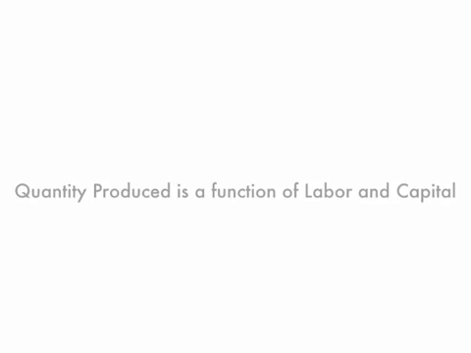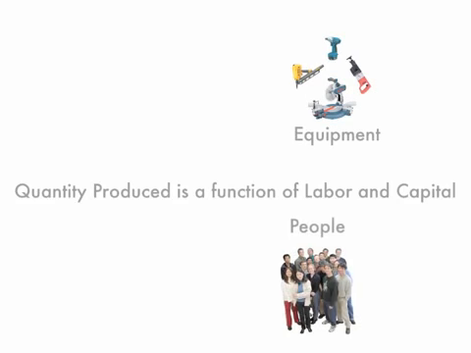It turns out quantity produced is a function of labor and capital. By capital, we mean equipment. By labor, we mean people. And we often write it like this, that quantity is a function of labor and capital. We use K for capital.